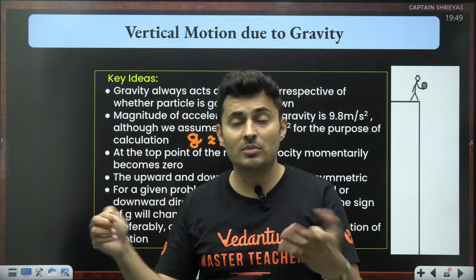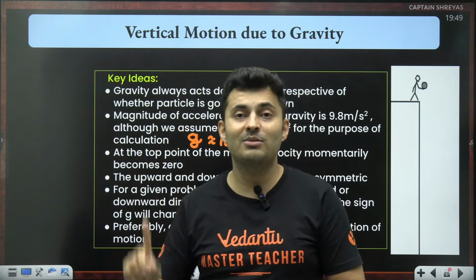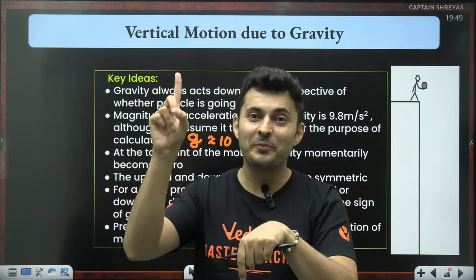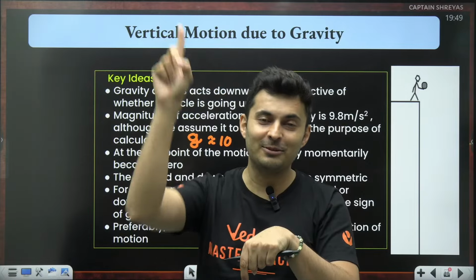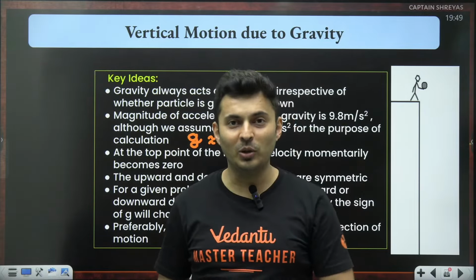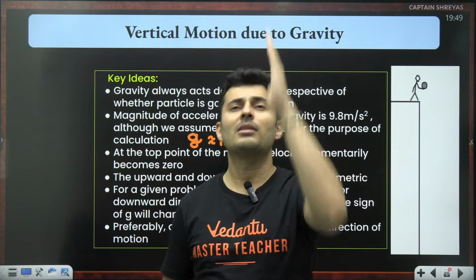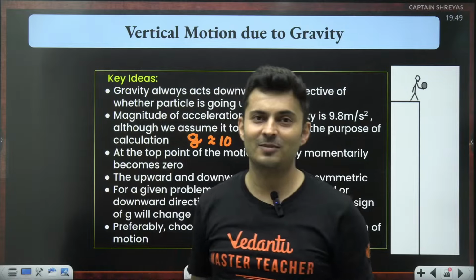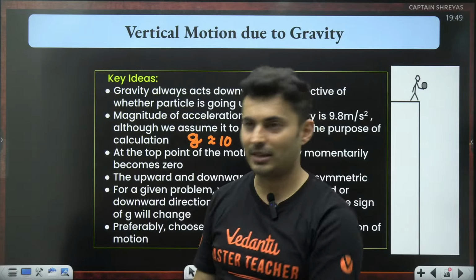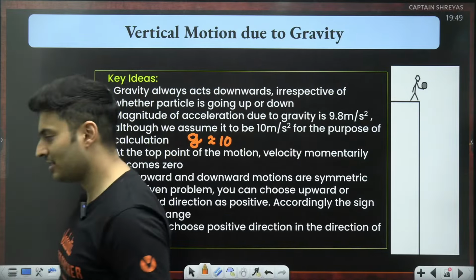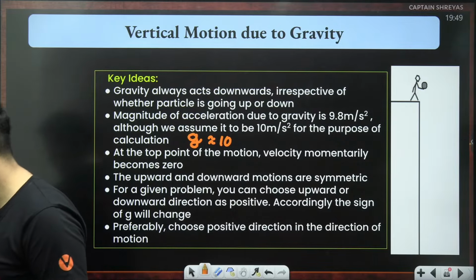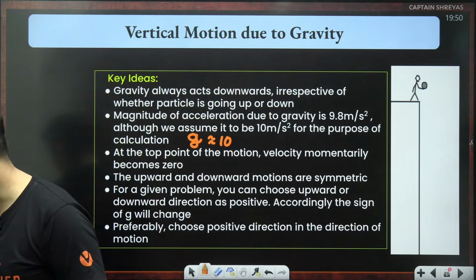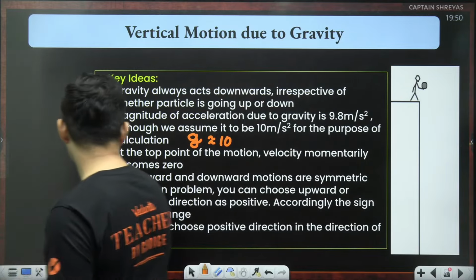Because for Champa, downwards is positive. What will be negative for Champa is velocity, because Champa took downwards as positive, right? So while going up, velocity will be negative. But for Pandu, who took upwards as positive, velocity is positive, but gravity is down, so g is negative. So it depends on the observer, it depends on the frame of reference. Exactly, correct. It depends completely on the frame of reference.